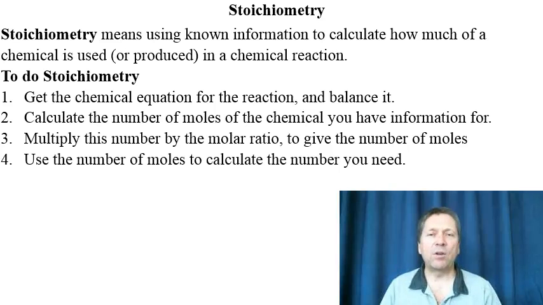The second step is to calculate the number of moles for the chemical that we already have the information for. Then, the third step, we multiply this number by the molar ratio to give the number of moles. We use the number of moles to calculate the number that we actually need. Now that sounds like a lot of information, but it's much easier to understand if we do an example.